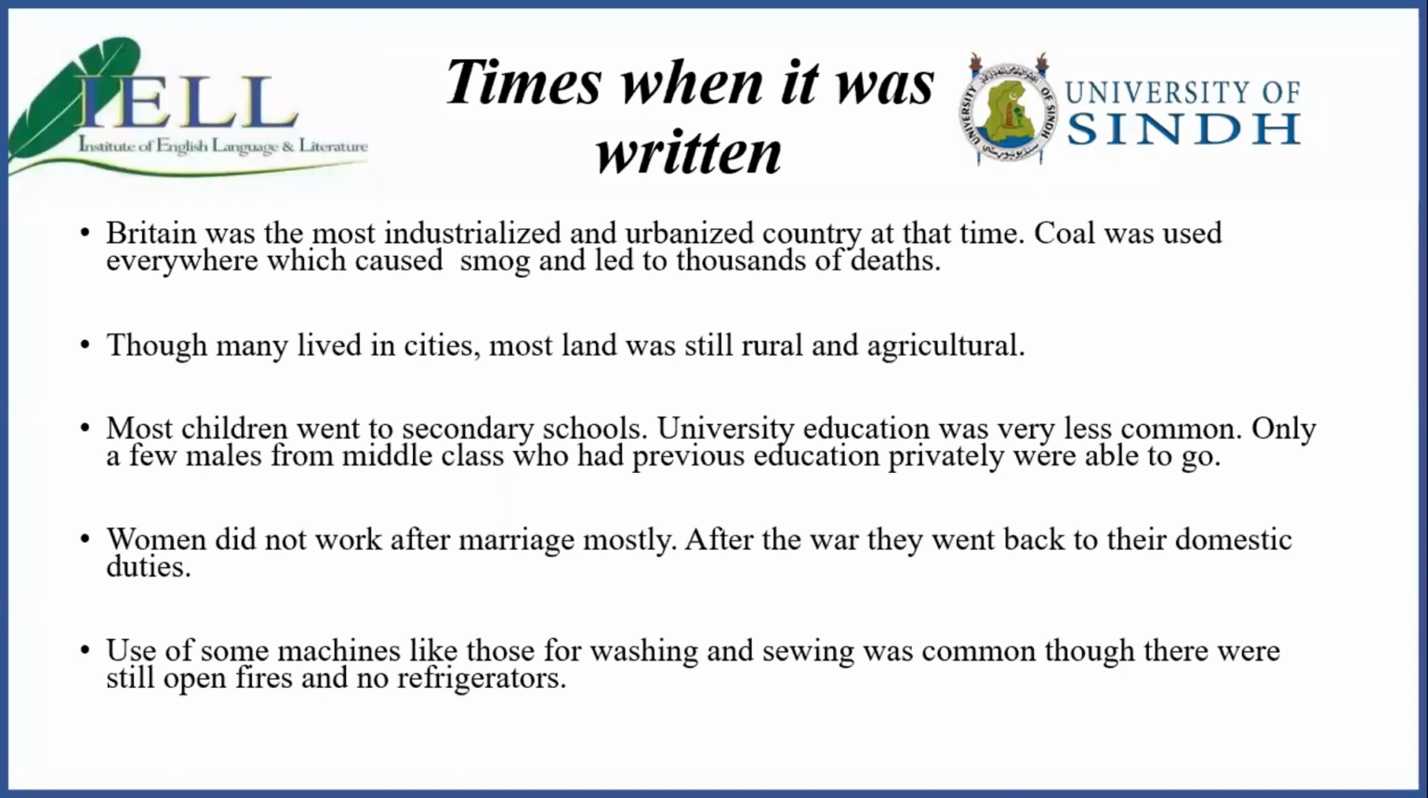Coal was used everywhere, which caused smog and led to thousands of deaths. So many people lived in the cities, but most land of the country was still rural and agricultural. So most people's livelihood came from agriculture, farming. Most children went to secondary schools, so university education was very less common.